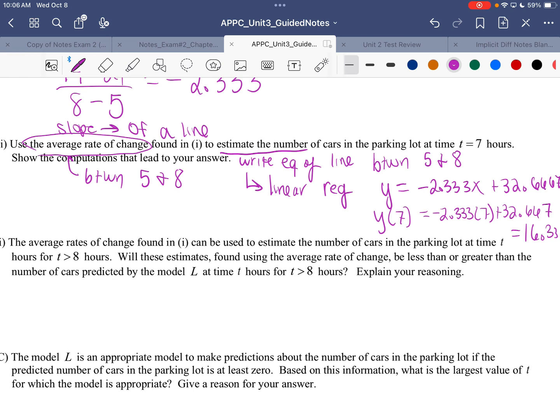Make sure that before doing the linear regression, you delete the other points. So we're deleting 0, 4. Otherwise, it's going to screw up your regression because you're not actually trying to find the slope of the line at 0, 4. That's going to tilt the line down more.